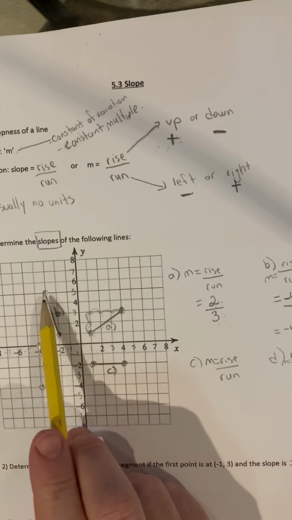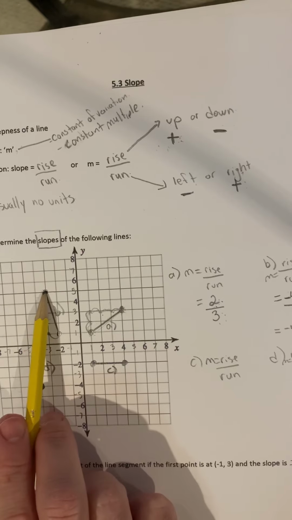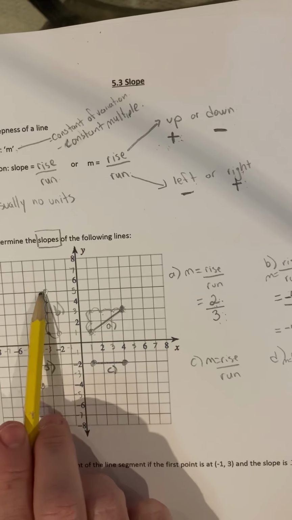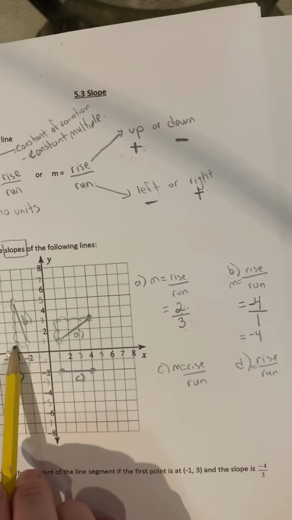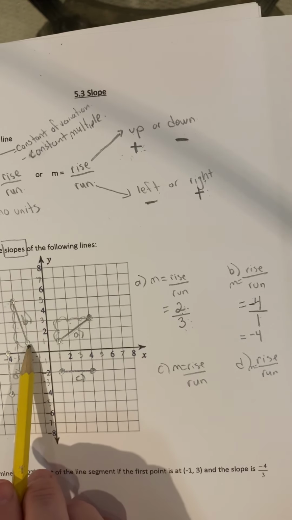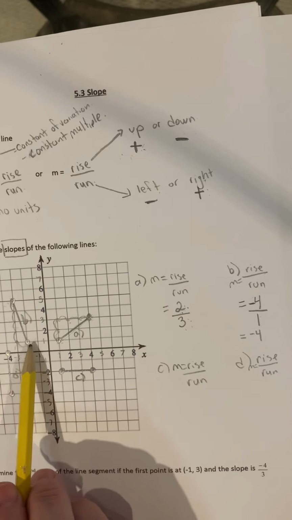Okay, next one, start with the point most to the left. We had to go to this point, we have to go down. So 1, 2, 3, 4, so negative 4. And then over to the right once, which is positive 1. So negative 4 over 1.